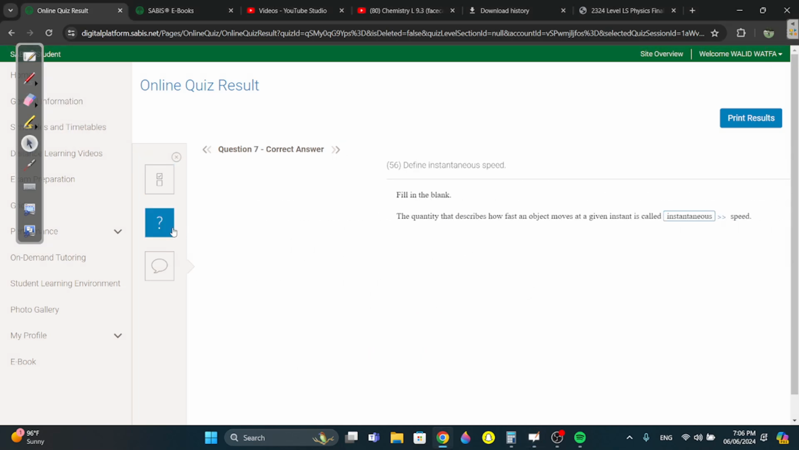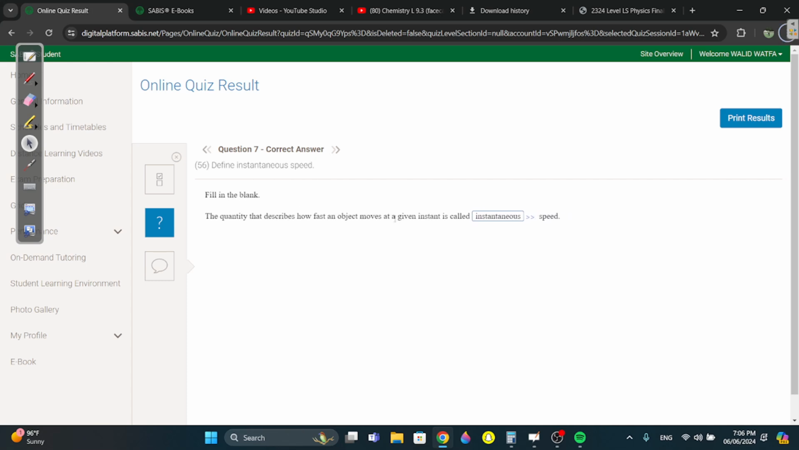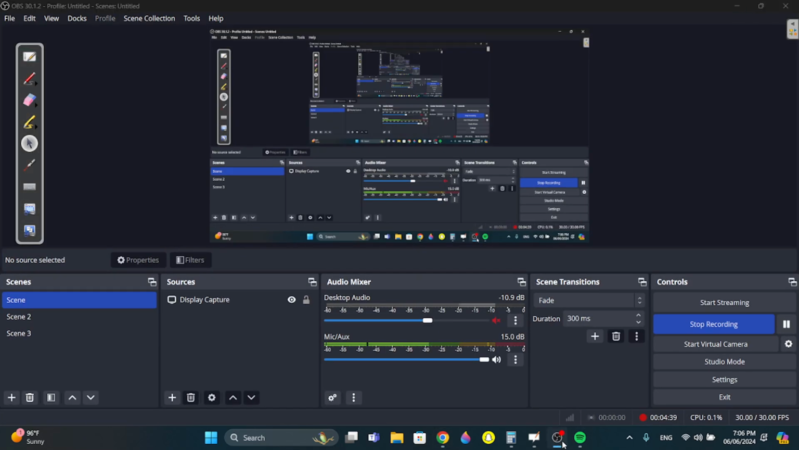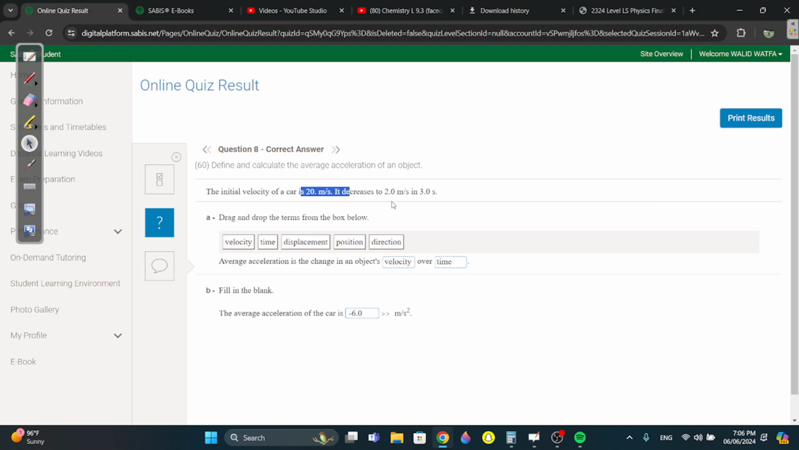Question 7. The quantity that describes how fast at a given instant is going to be called instantaneous. Okay, at a given instant, it's instantaneous. Question 8. I'm going through these a bit fast. The initial velocity is 20, decreases to 2 in 3 seconds. What is the acceleration?